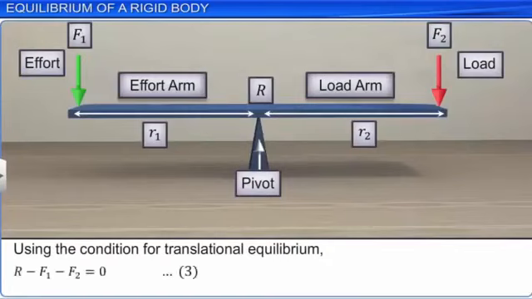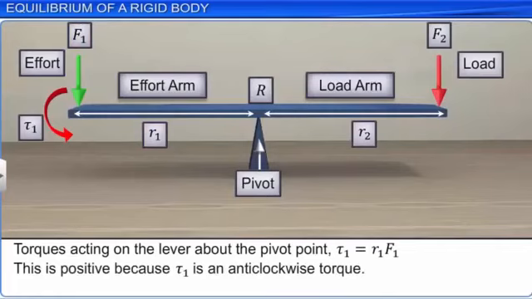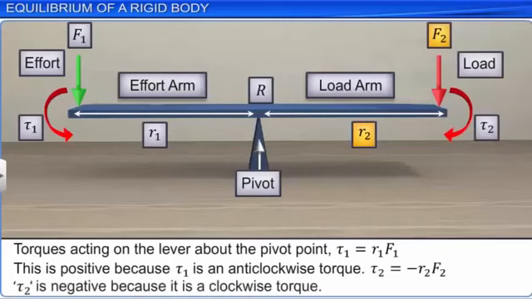Equation 3. If we calculate the torques acting on the lever about the pivot point, we have tau 1 is equal to R1 F1. This is positive because tau 1 is an anti-clockwise torque. Tau 2 is equal to minus R2 F2. And tau 2 is negative because it is a clockwise torque. Since the lever is in rotational equilibrium, tau 1 plus tau 2 is equal to 0.